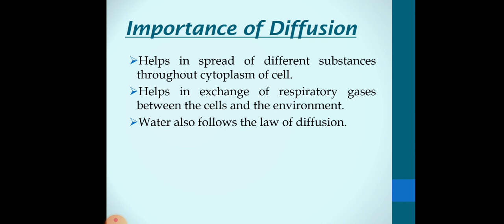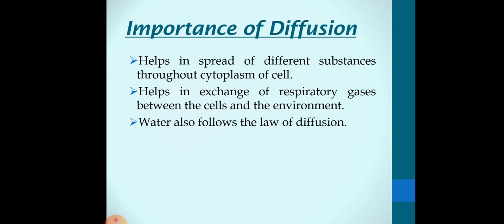Second, diffusion also helps in the exchange of respiratory gases between the cells and the environment. This is very important. It is by the process of diffusion only that carbon dioxide and oxygen move in and out of the cell. How does it happen? Let's try to understand. In the atmosphere, as we have learned in earlier classes, the composition is 78% nitrogen and 21% oxygen.